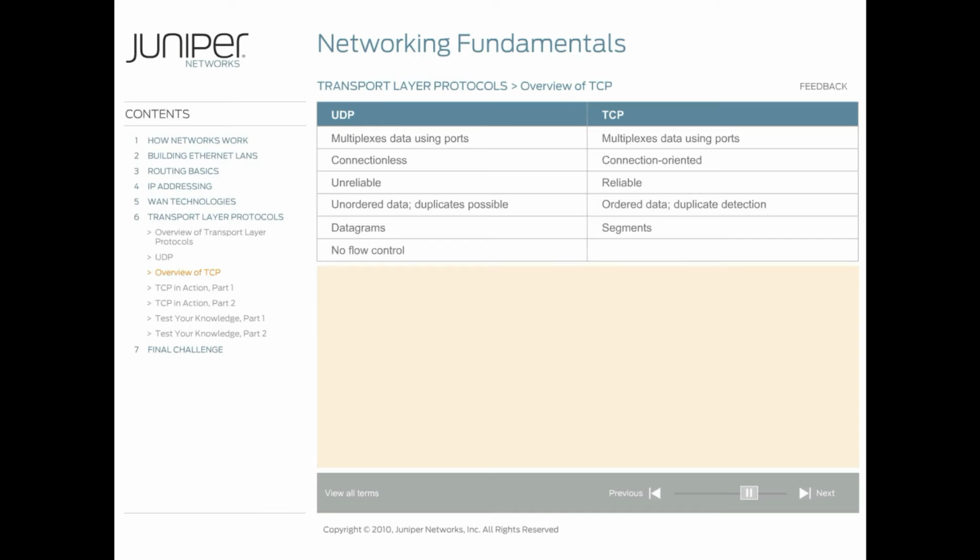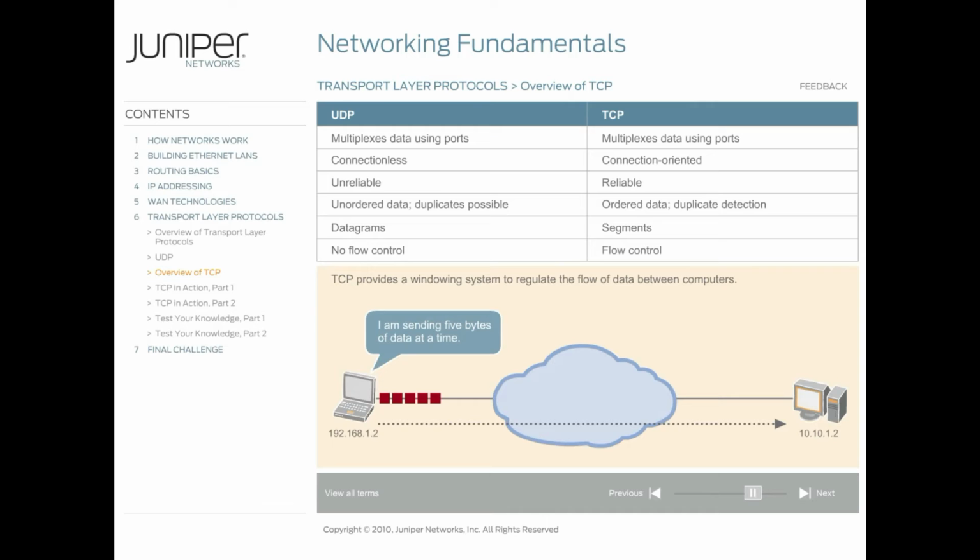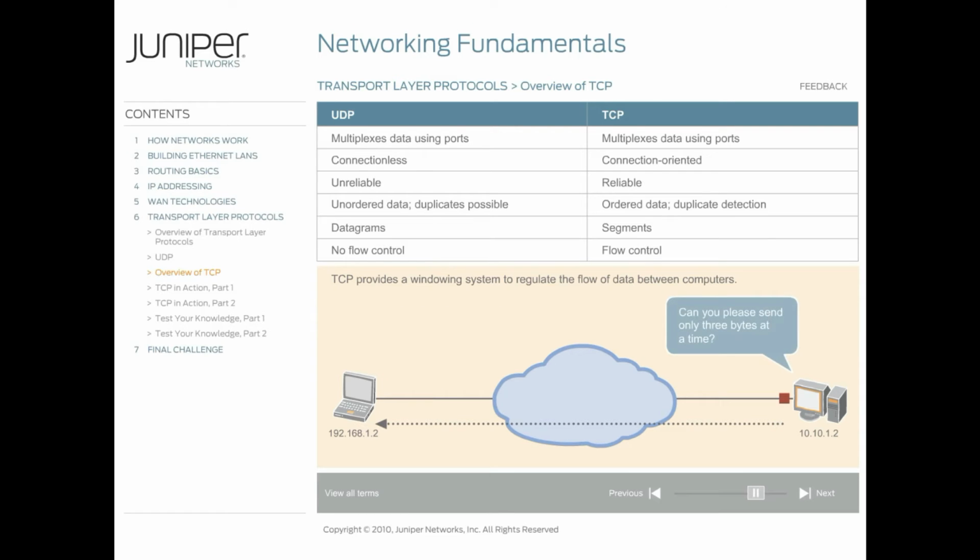Finally, with UDP, the sending computer transmits datagrams as fast as it can because no way exists for the receiving computer to tell the sending computer to slow down. TCP, on the other hand, provides a windowing system to regulate the flow of data between computers. With this system of flow control, the receiving computer can notify the sending computer when to speed up or slow down the transmission of data.